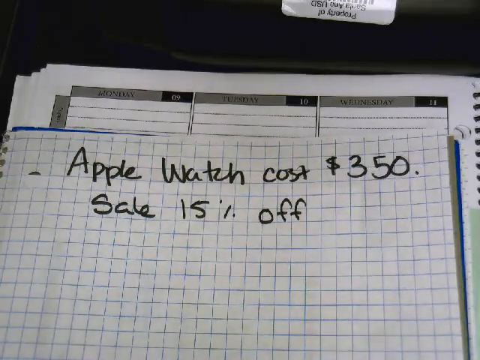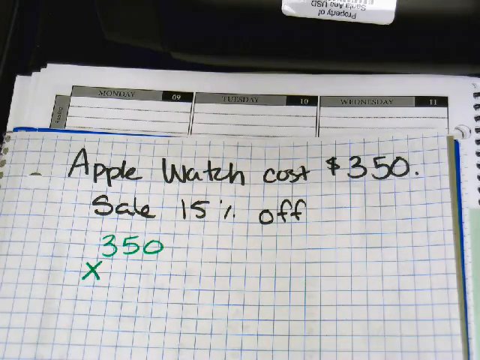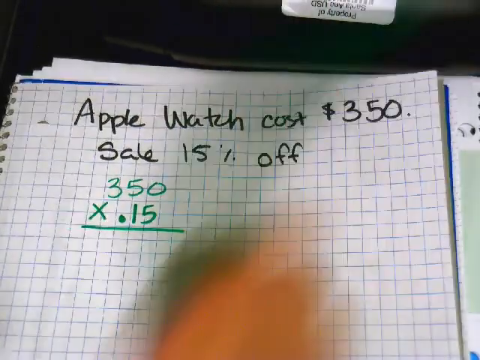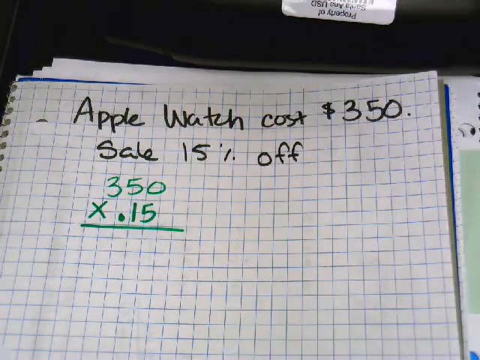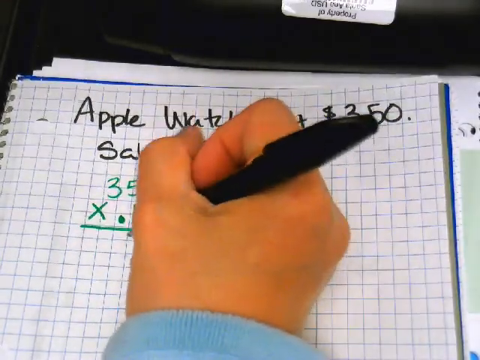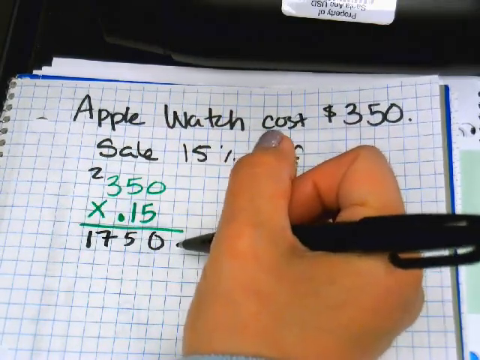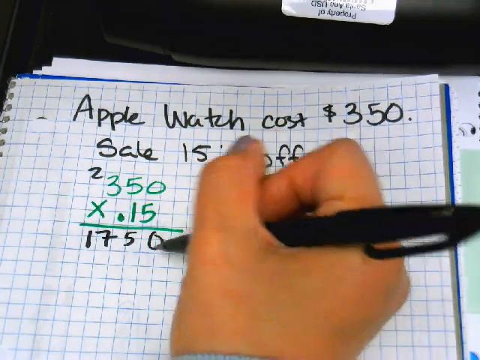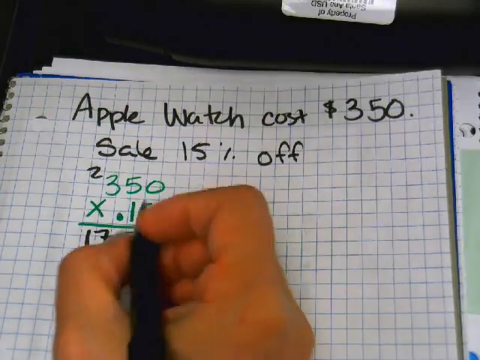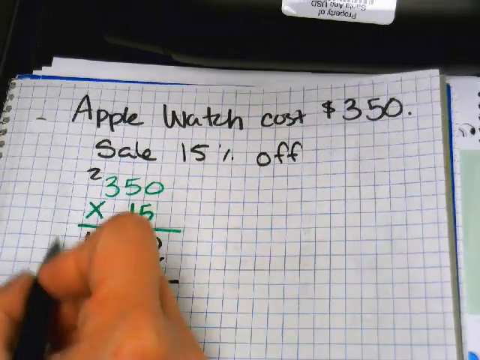So the watch cost 350 multiplied by, what's 15% written as a decimal? 0.15. Now this one's longer multiplication. Okay, so 5 times 0 is 0. 5 times 5 is 25. Carry the 2. 5 times 3 is 15 plus 2 is 17. Now I'm going to multiply by 1. What do I have to do now? Add a 0 placeholder. Then I get to multiply by 1. 1 times 0 is 0. 1 times 5 is 5. 1 times 3 is 3. What do I do with all these numbers? Add them up.